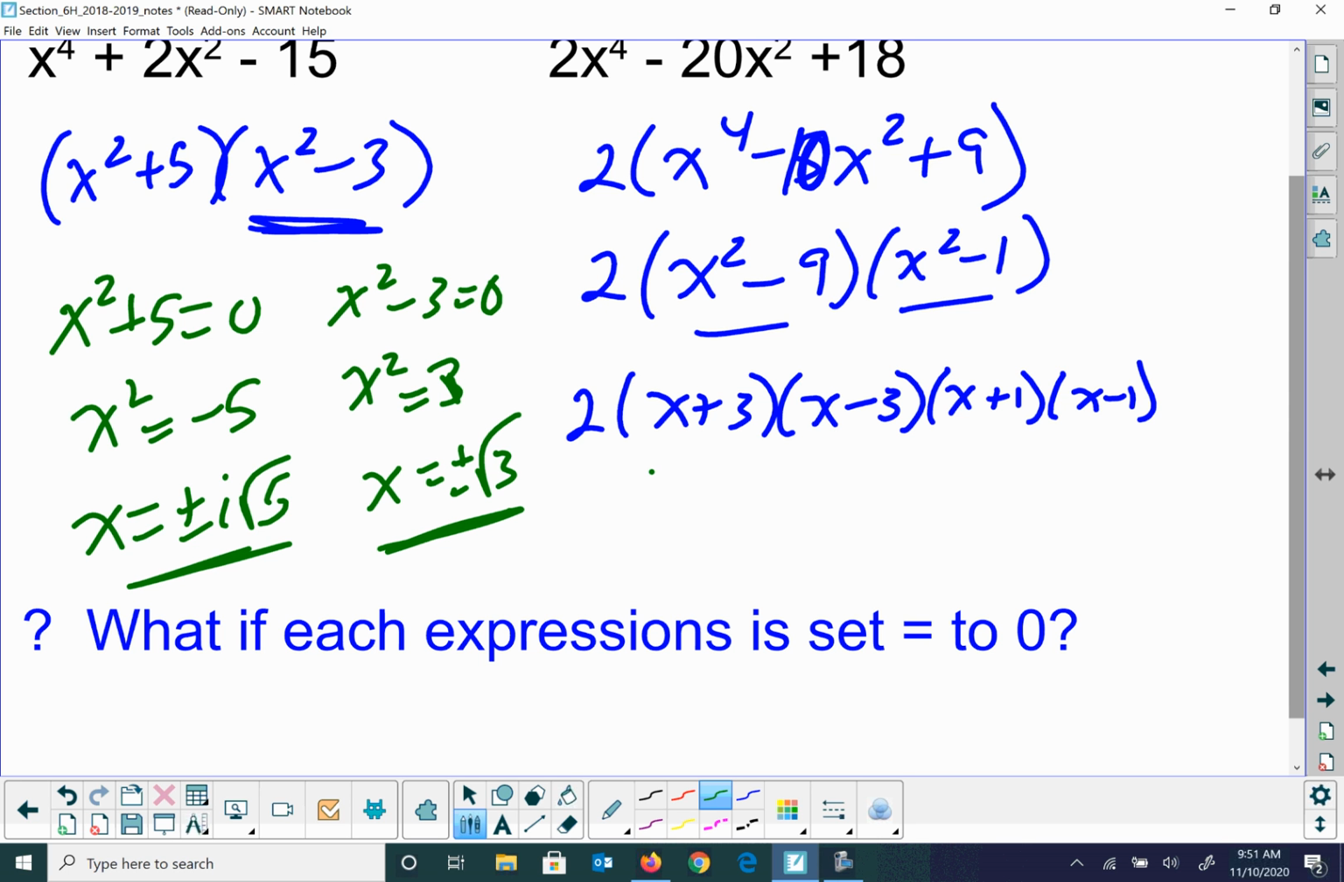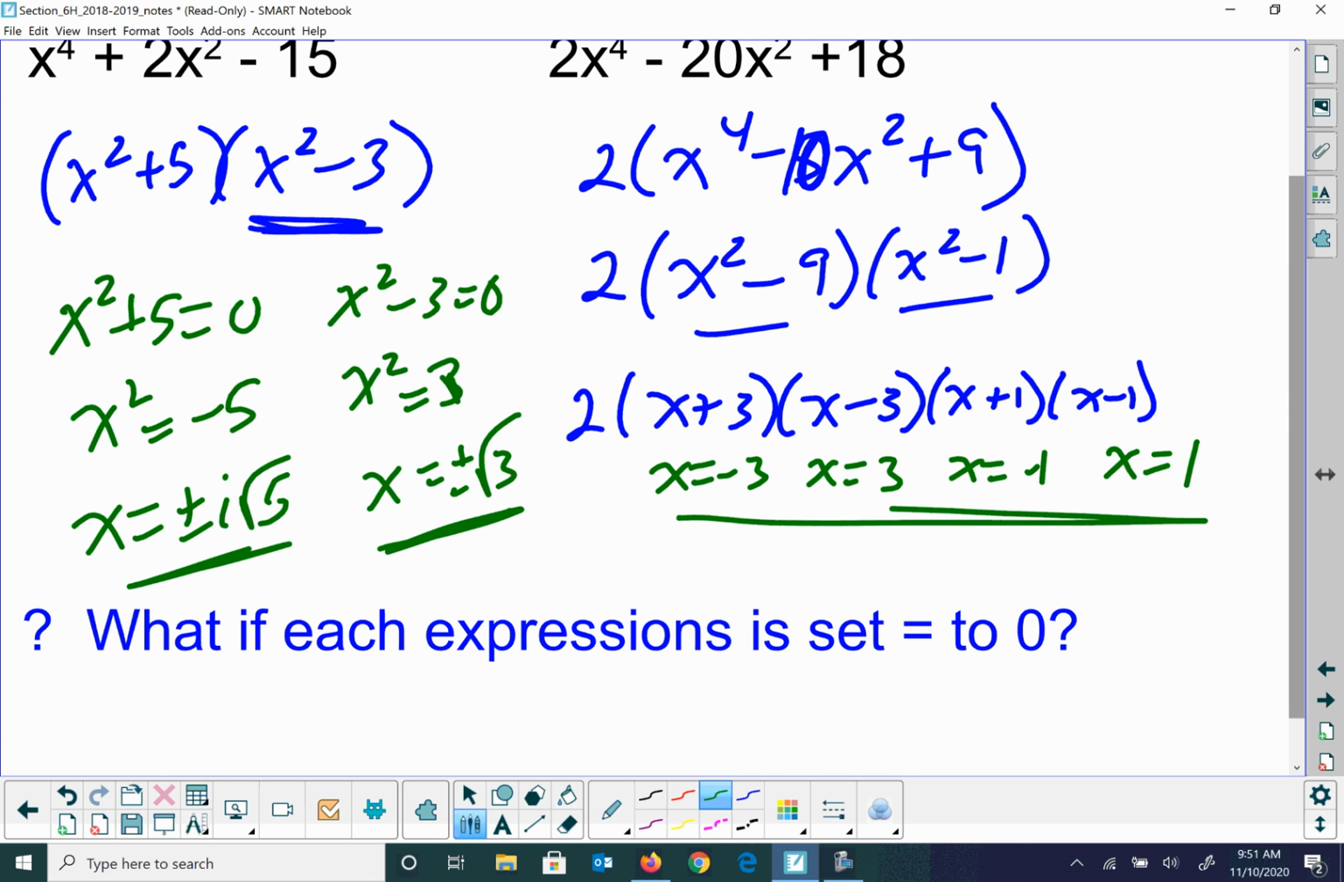And then same with this. This would yield me x equals negative 3, x equals 3, x equals negative 1, and x equals 1. Okay? So this one gives me a whole bunch of real answers, meaning it's going to cross the x-axis. This would cross the x-axis. This would not cross the x-axis.